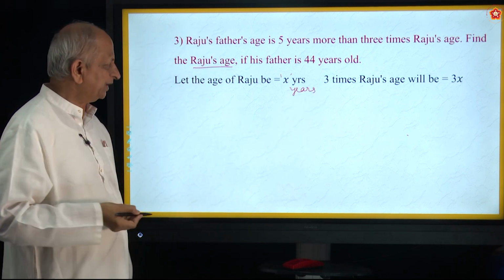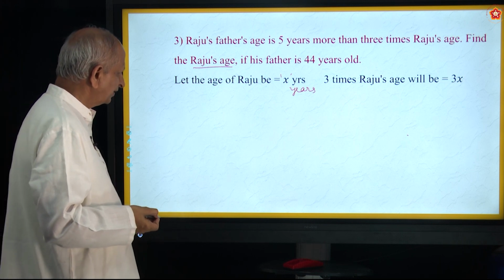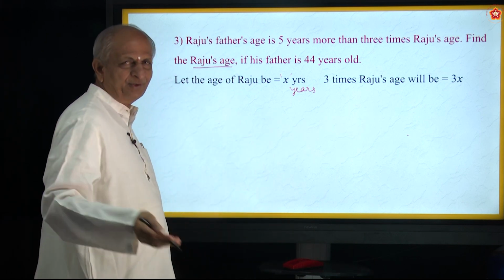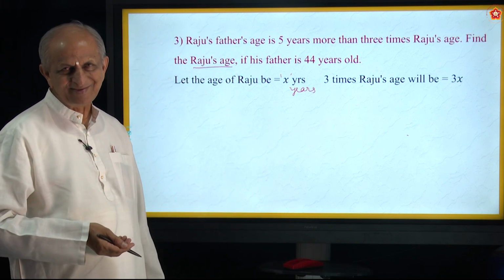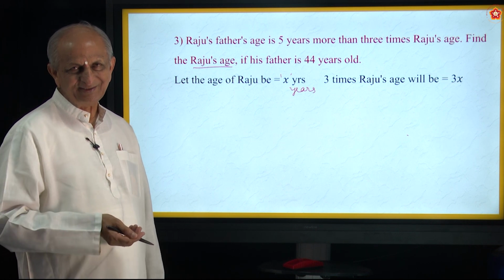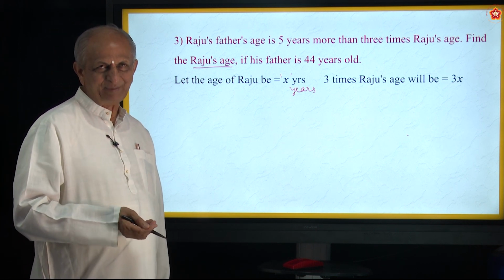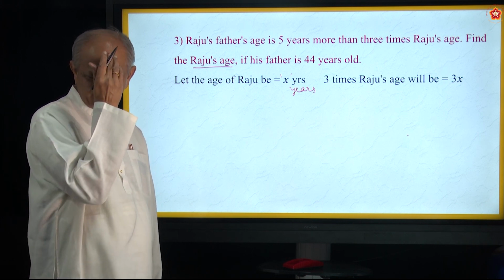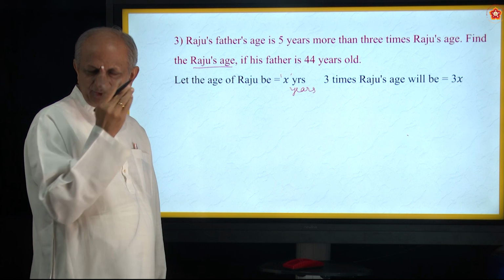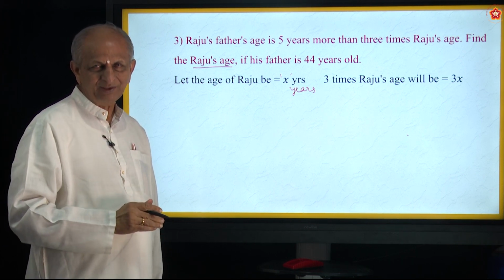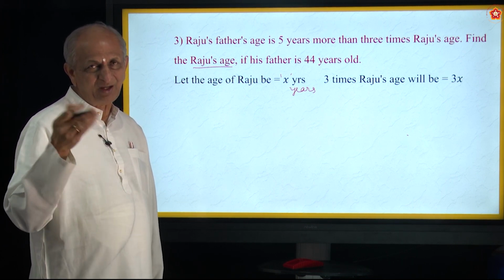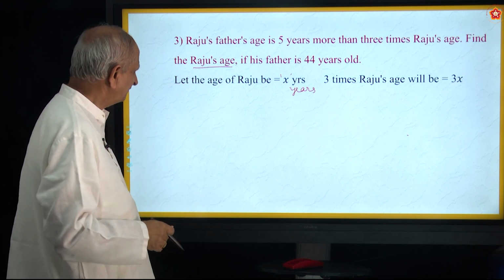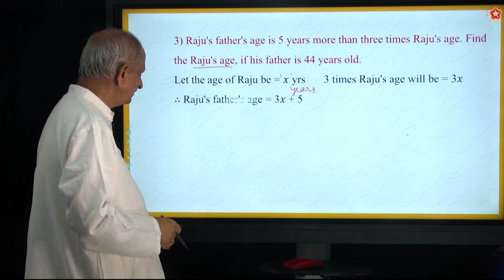3 times Raju's age. 3 times Raju's age means 3 into x. Suppose your age is 10 years now. How many got age 10 years? Of course, some may be 11, some may be 12. Is it not? So, if it is say 11 years, 3 times means what? 3 into 11. If it is 12 years, 3 into 12. That is the meaning. So, if it is x years, 3 into x.